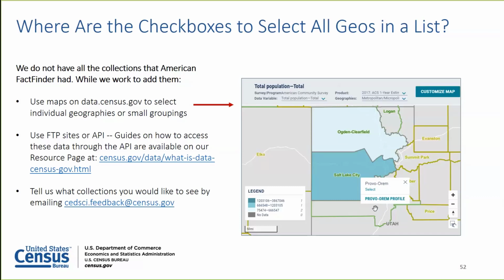But please be patient. Some workarounds are to go to the mapping feature. You can use that grab button to pull in some things and then individually select things if you'd like. You can also use our FTP sites or even the API to pull all of these data at once. And if there are additional collections that you'd like to see, please let us know at sudside.feedback@census.gov.